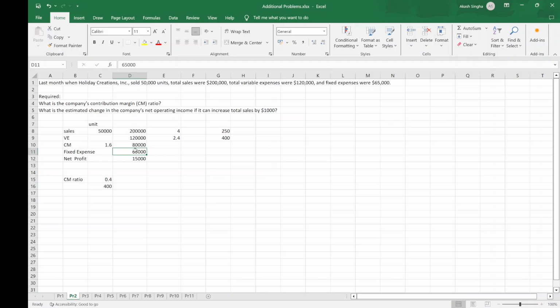Now what is the contribution margin ratio? Contribution margin ratio is 80,000 by 2 lakh, which is 40%.